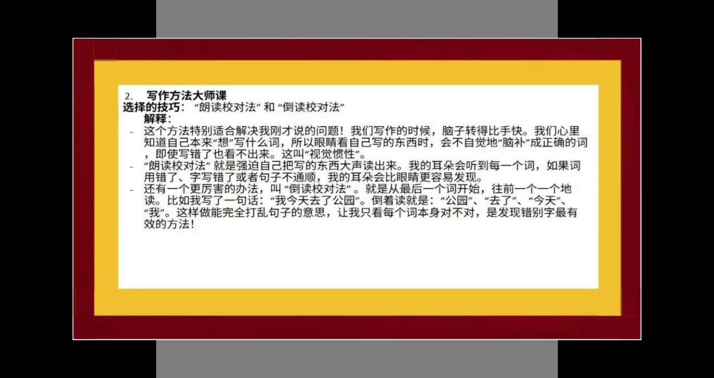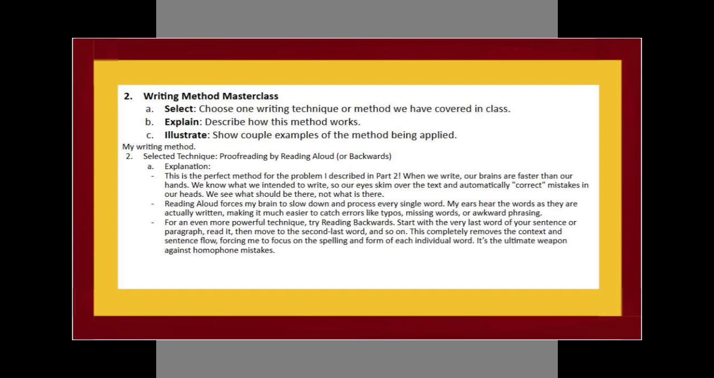My writing method. 2. Selected technique: proofreading by reading out loud or backwards. A. Explanation. This is the perfect method for the problem I've described in Part 2. When we write, our brains are faster than our hands. We know what we intended to write, so our eyes skim over the text and automatically correct mistakes in our heads. We see what should be there, not what is there.